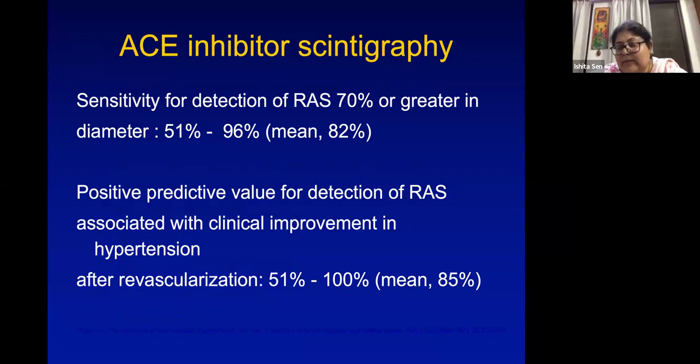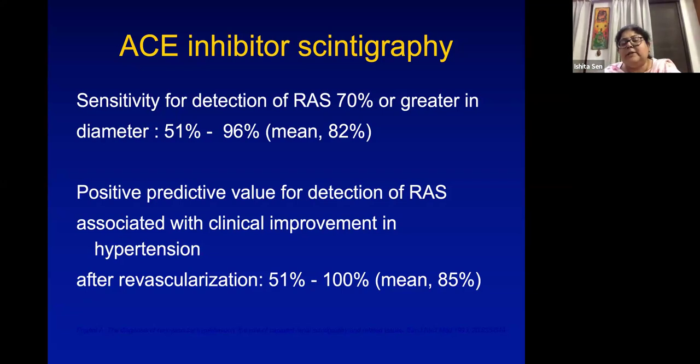So the major advantage of an ACE inhibitor scintigraphy is to look at the hemodynamic significance of a renal artery stenosis. Often, just like you see coronary artery stenosis while doing a coronary angiography, or while doing an MR, you'll find that there is some degree of stenosis seen on the anatomical imaging. So you will find the stenosis. Now, whether that stenosis is causing a hemodynamically significant compromise to the renal function is something which an ACE inhibitor will be able to tell you.